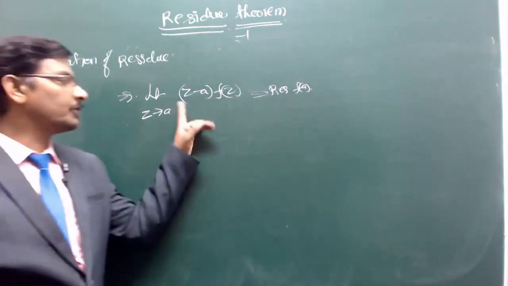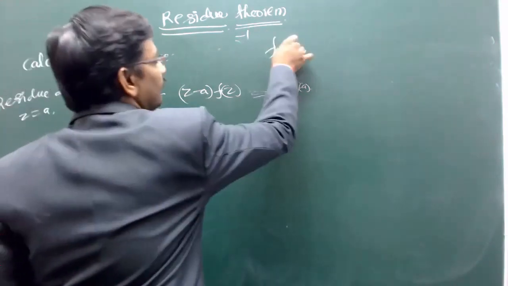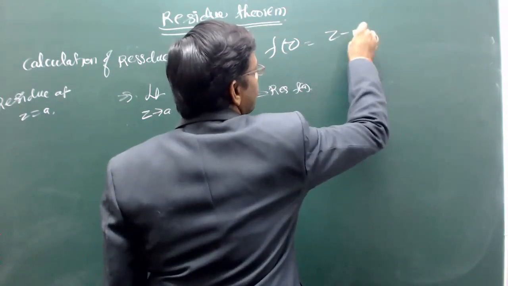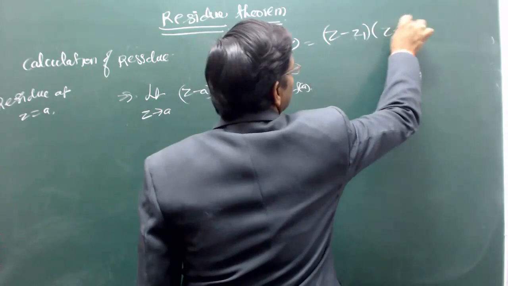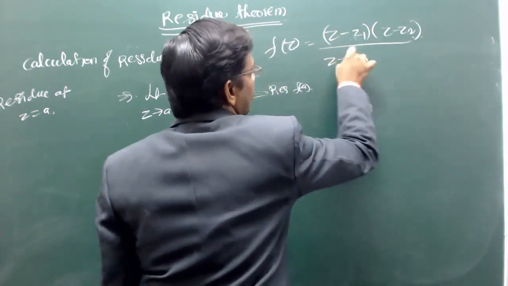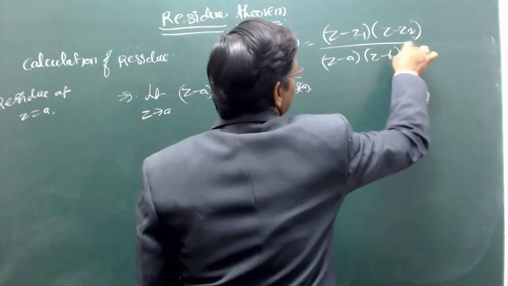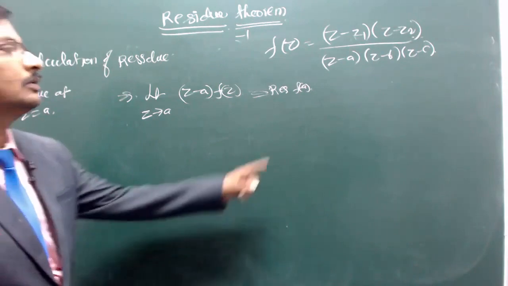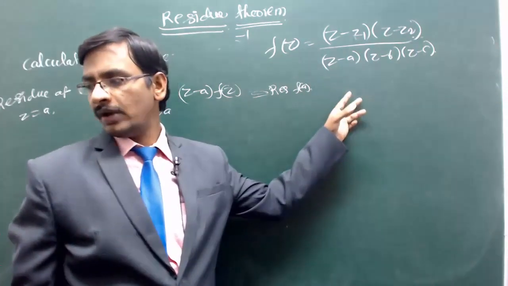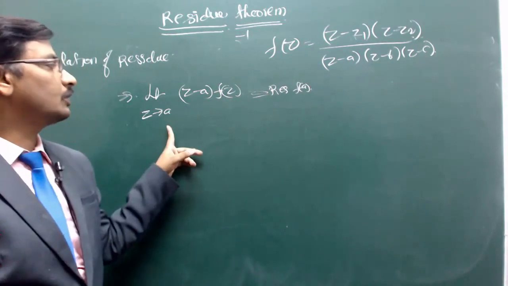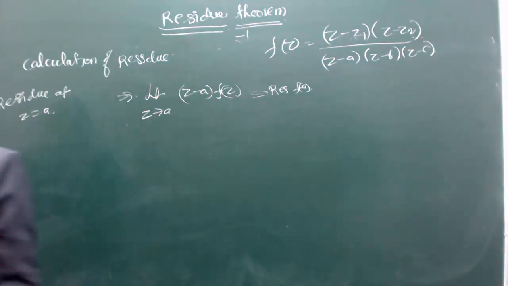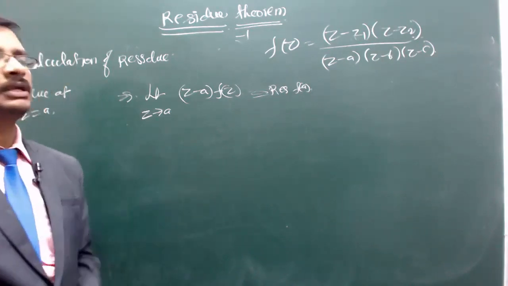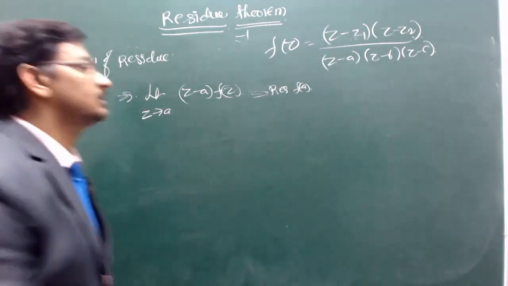Suppose f of z is equal to one over z minus z1 into z minus z2 into z minus a into z minus b into z minus c. If this is the function, now there are three different poles. All the three poles, you can find out the residue value by just substituting z is equal to a after multiplying with z minus a. So I am going to explain all the cases. This is one case, how you can find out the residue. So this is case 1.